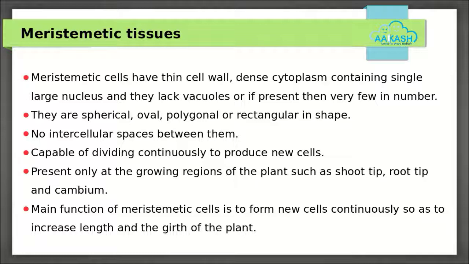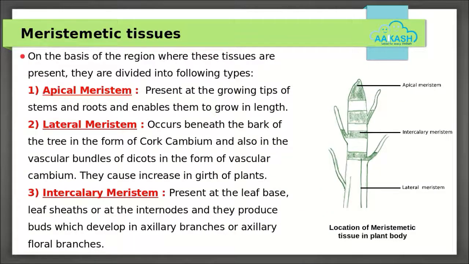Main function of meristematic cells is to form new cells continuously so as to increase length and girth of the plant. On the basis of the region where meristematic tissues are present, they are divided into following types. 1. Apical meristem, present at the growing tips of stems and roots and enables them to grow in length. 2. Lateral meristem. These occur beneath the bark of the tree in the form of cork cambium and also in the vascular bundles of dicots in the form of vascular cambium. They cause increase in girth of plants.